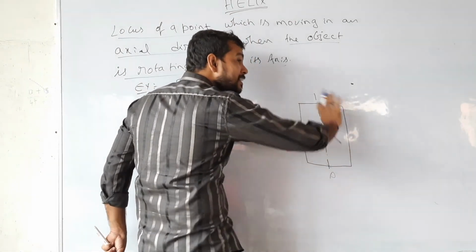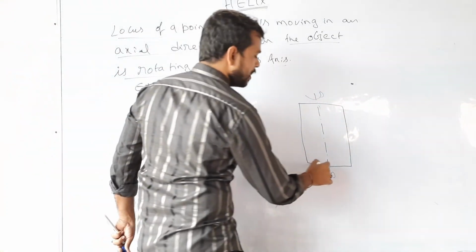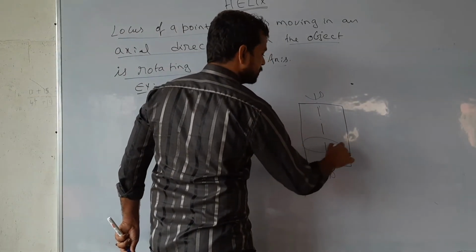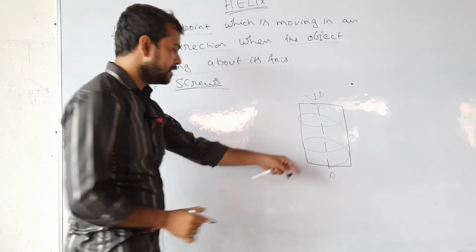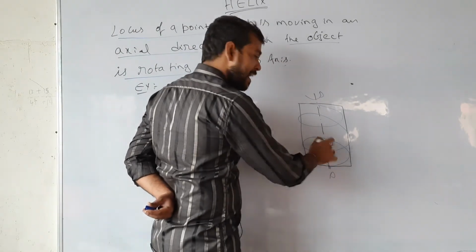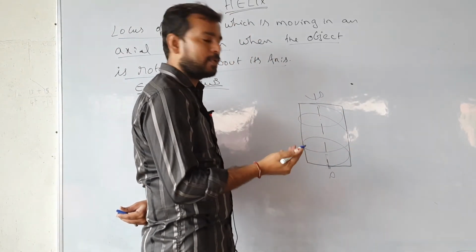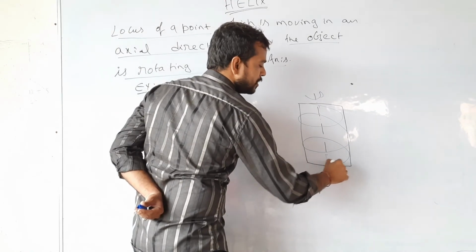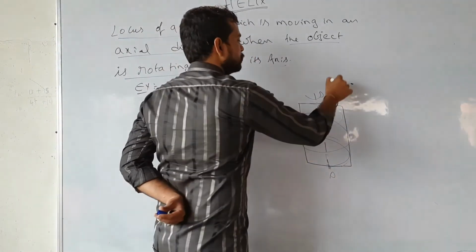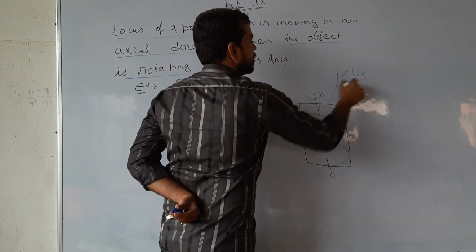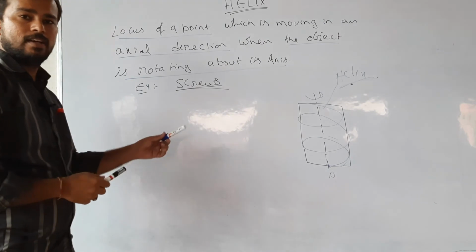But the object is rotating. So what will happen? It will follow like this. The point is moving, and the cylinder is also rotating about its axis. Then obviously the point will move like this. This is how the helix is formed. This is the helix. Now you know what a helix is.